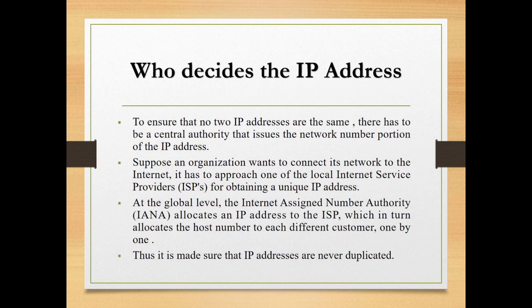Now, who decides the IP address? To ensure that no two IP addresses are the same, there has to be a central authority that issues the network number portion of the IP address. Suppose an organization wants to connect its network to the internet. It has to approach a local internet service provider, or ISP, for obtaining a unique IP address. At the global level, the IANA, Internet Assigned Numbers Authority, allocates IP addresses to the ISP, which in turn allocates the host number to each different customer one by one. Thus, it is made sure that IP addresses are never duplicated.